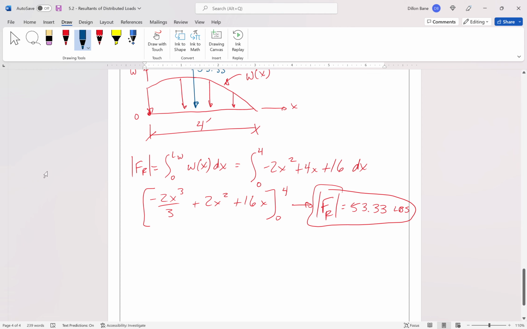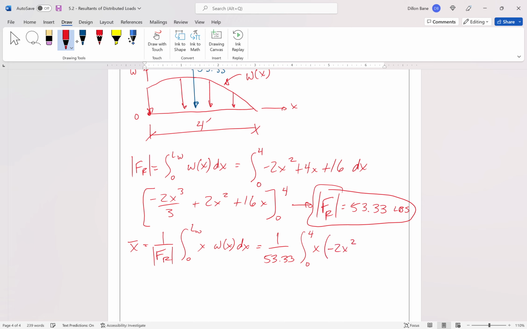Again, it's no different, just plugging and chugging into the equations. X bar is equal to 1 over FR integral 0 to L sub W of X times W of X dx. So again, just plugging these numbers in, we get 1 over 53.33 integral 0 to 4 of X times negative 2x squared plus 4x plus 16 dx, right?